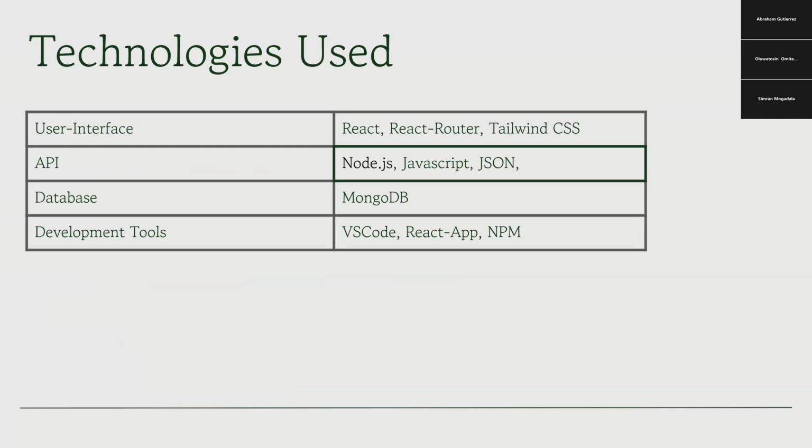So overall, the technologies that we used for the user interface, like I mentioned before, were React, React Router, and Tailwind CSS. For the API, we did Node.js, JavaScript, JSON. The database was hosted using MongoDB, and the development tools were Visual Studio Code, the React app, and NPM.